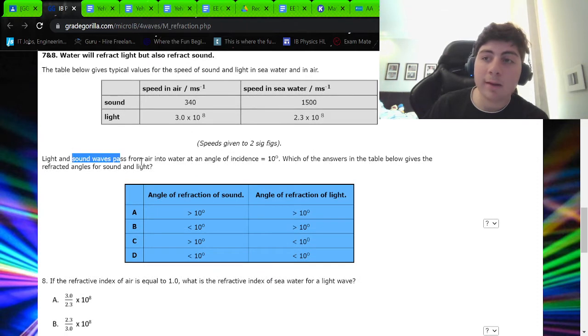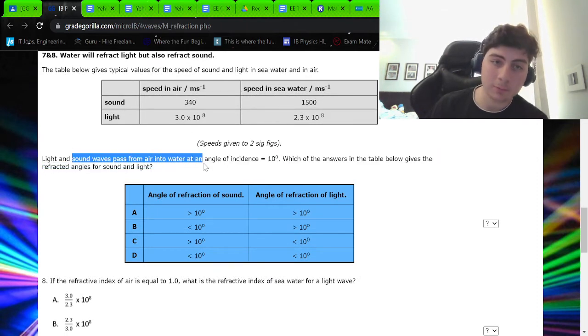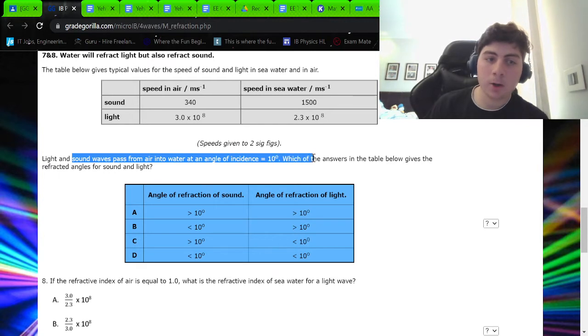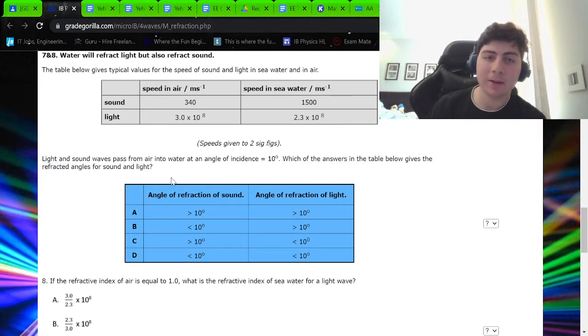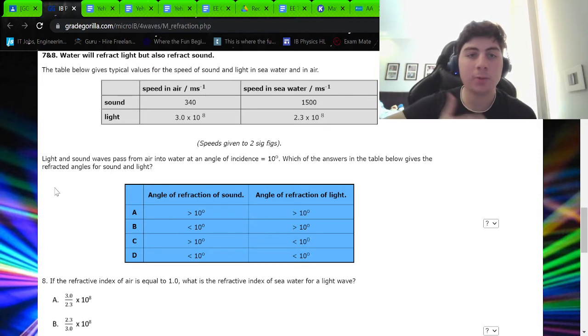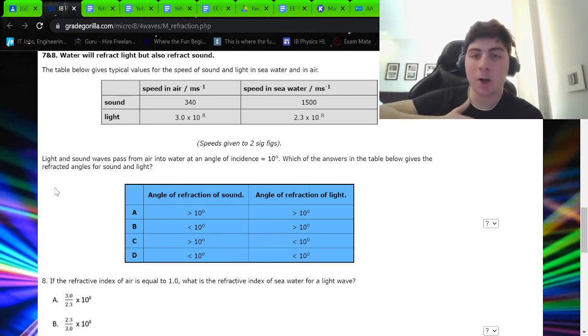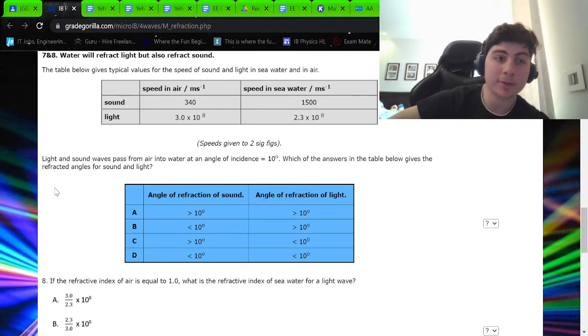Light and sound rays pass from air into water at an angle of incidence of 10 degrees. Which of the answers in the table below gives the refracted angles for sound and light?